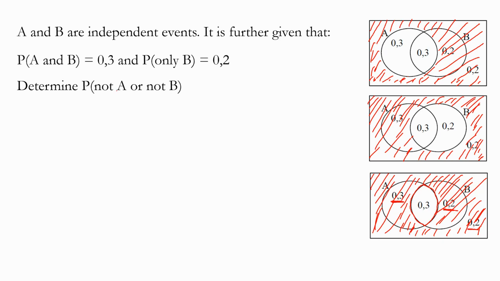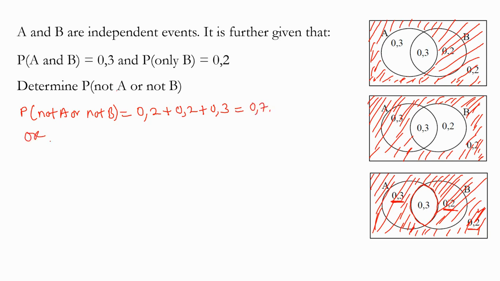So I find Venn diagrams very, very useful when it comes to probabilities. Maybe they can also assist you. Right, so therefore the probability of not A or not B is equal to 0.2 plus this 0.2 plus the 0.2 there, then plus 0.3, which is equal to 0.7.